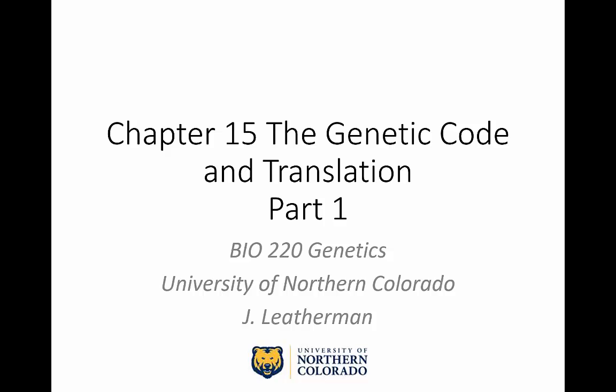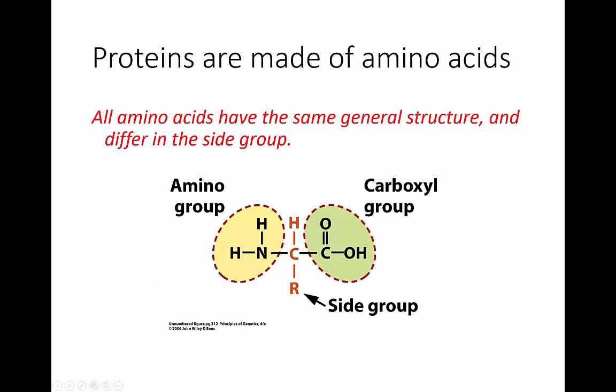This video will be on chapter 15. It'll be the first part of the genetic code and translation. We're going to look here at a little bit of background on protein structure and also looking at some of the tools that are used in translation, the transfer RNAs, which actually do the translation between a nucleotide code and an amino acid code. So proteins are made of amino acids, and all amino acids have the same basic structure.